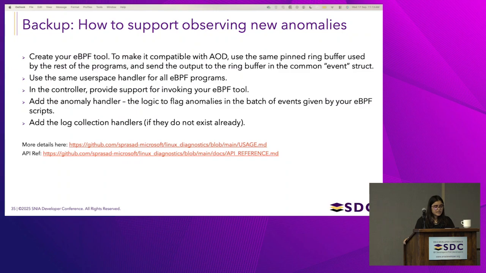And like I mentioned, use the same user space handler for all eBPF programs so that we have the true multi-producer single consumer construct. And now in the controller, we need to provide support for invoking your eBPF tool and just add the anomaly handler, basically the algorithm to flag anomalies given your batch of events, and add the log collection handler if they do not exist. And this is how you can improve support for tracing more anomalies.